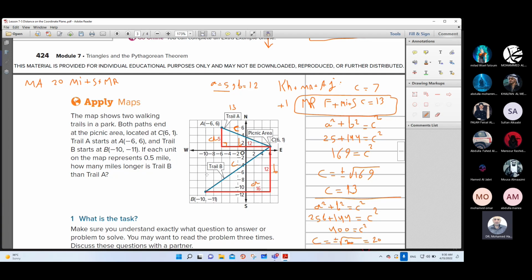Now real B equals 20. How many miles longer is real B than real A? How do we know? 7 more miles: 20 minus 13. The answer will be 7. Great. Great for all.